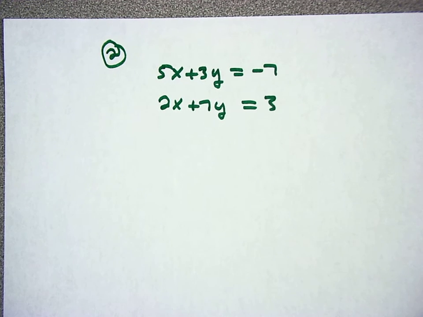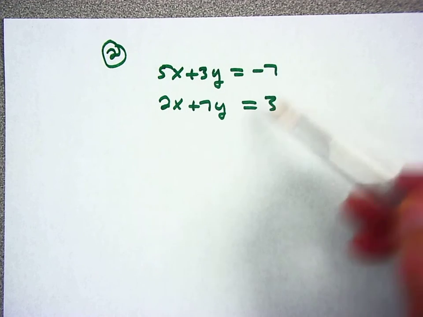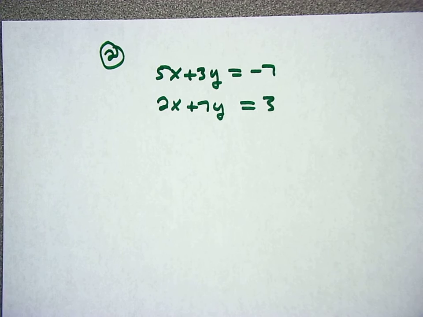Okay, someone go over the steps with me. You want to make sure the x's are lined up. Yes, they are. The y's are lined up. Okay, cool. All right, you need a pair of opposites somewhere.